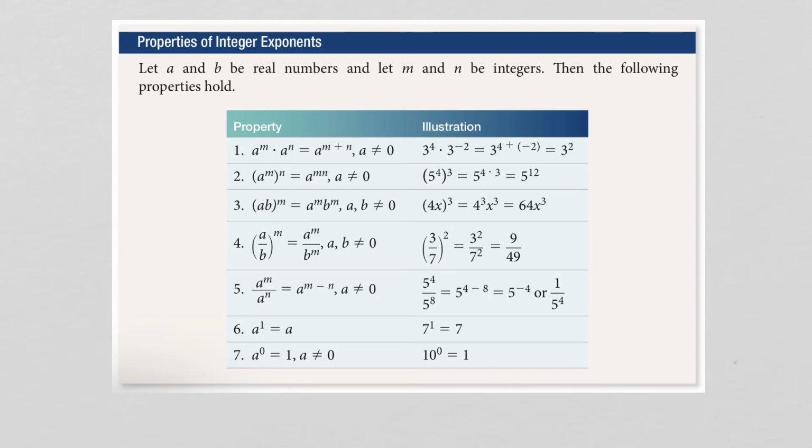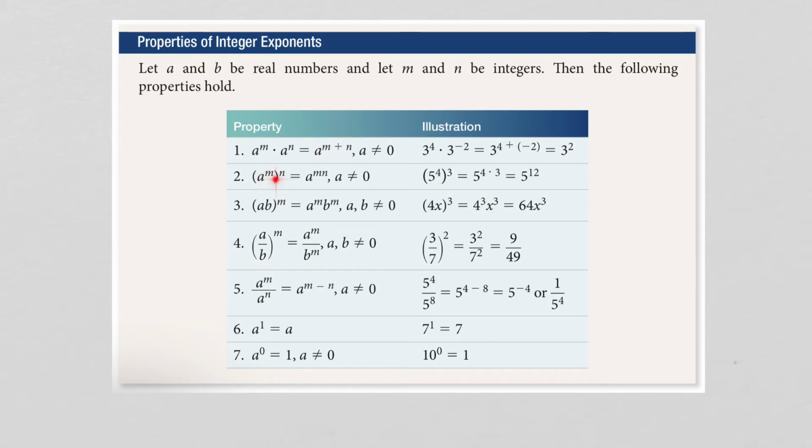Before we do the next example, let's review properties of integer exponents. And these are all things that I suspect you've learned in the past, but we should probably review them. So if a and b are real numbers, and m and n are integers, then the following properties are true. So a to the m times a to the n is a to the m plus n. So if you have a common base and you're multiplying, you can add the exponents and the base stays the same.